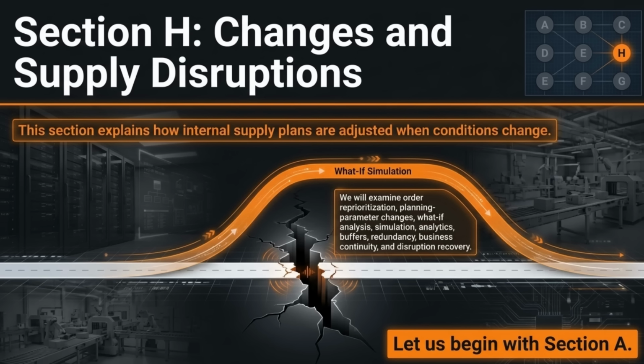Section H, Changes and Supply Disruptions. This section explains how internal supply plans are adjusted when conditions change. We will examine order reprioritization, planning parameter changes, what-if analysis, simulation, analytics, buffers, redundancy, business continuity, and disruption recovery. Let us begin with Section A.